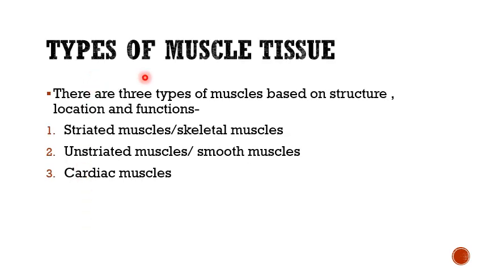Types of muscle tissues depend upon the structure, location and function. There are three types of muscles: striated muscles or skeletal muscle, unstriated muscles or smooth muscles, and the third one is cardiac muscle.